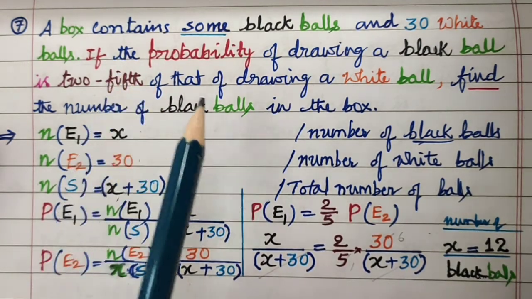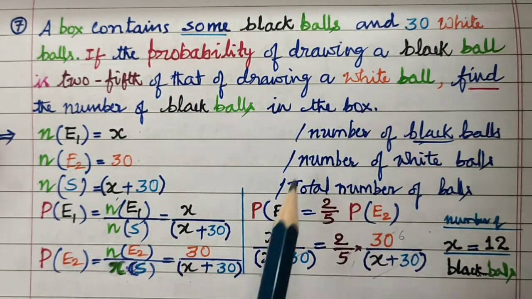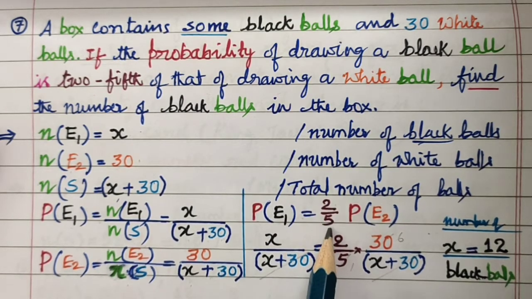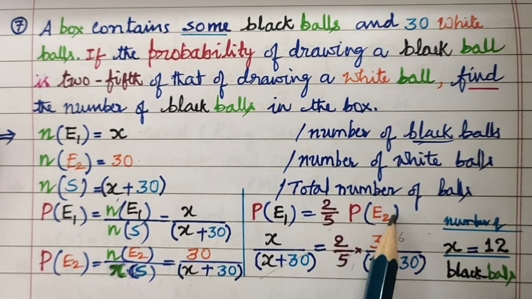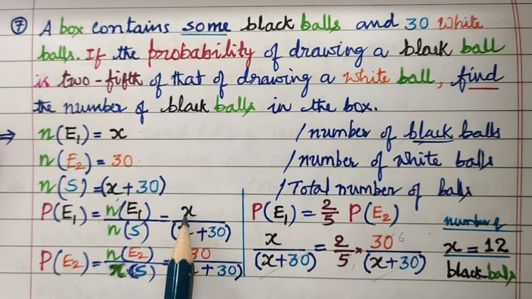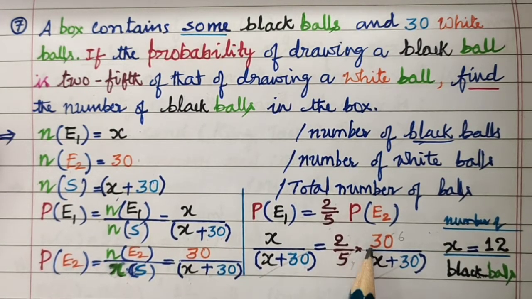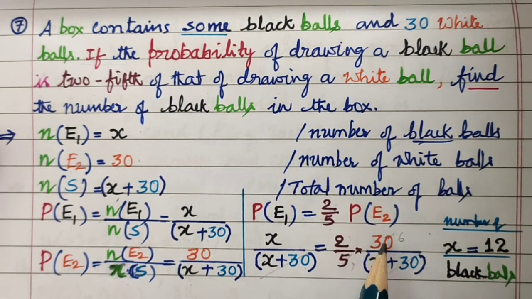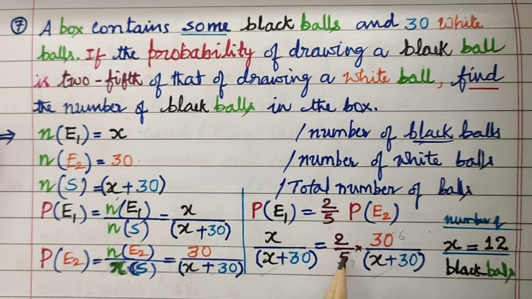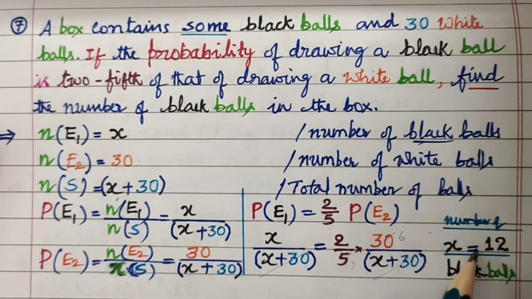And they have given one condition here. The probability of drawing a black ball is 2/5 of the probability of drawing a white ball. Therefore, the probability of drawing a black ball is x divided by x plus 30, and that is equal to 2 by 5 into the probability of drawing the white ball, which is 30 divided by x plus 30. The x plus 30 gets cancelled. 5 6s are 30, 6 2s are 12. X is equal to 12. The number of black balls is 12.